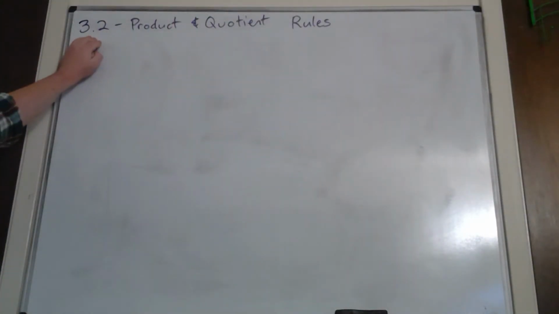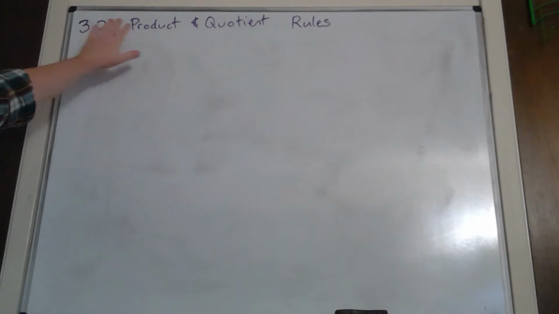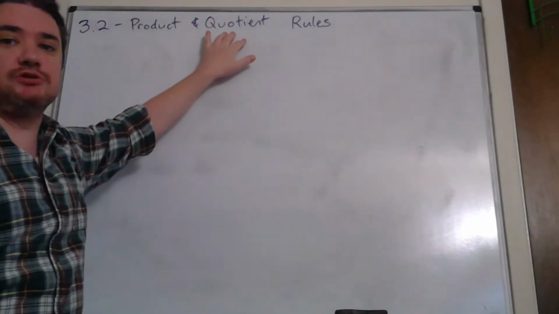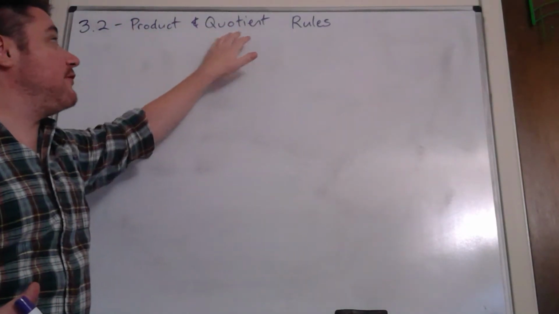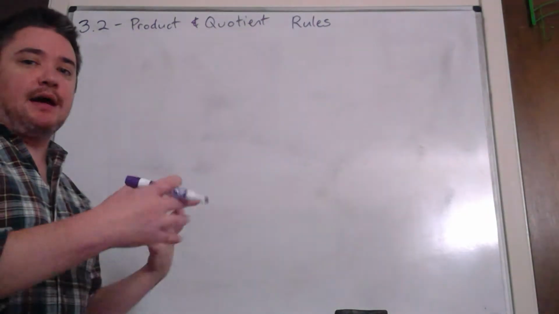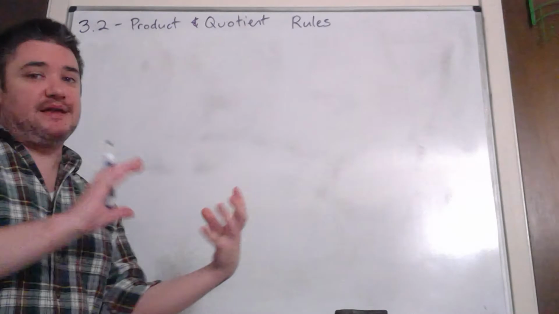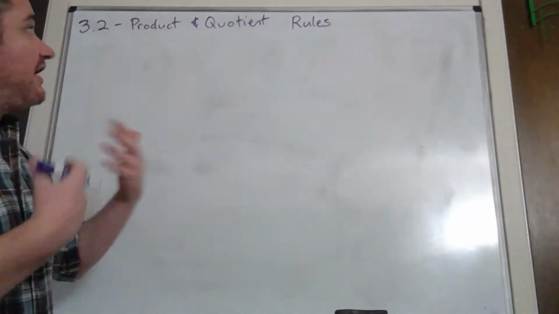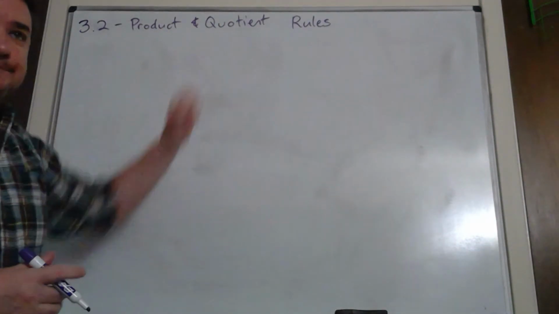Okay, folks, section 3.2 from the text is called product and quotient rules. All right, so two new derivative rules for functions that are themselves created or combined from other functions that are either being multiplied by one another or being divided by one another, so product and quotient, okay?